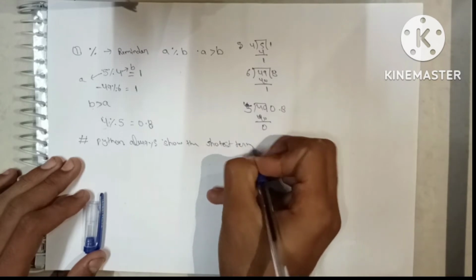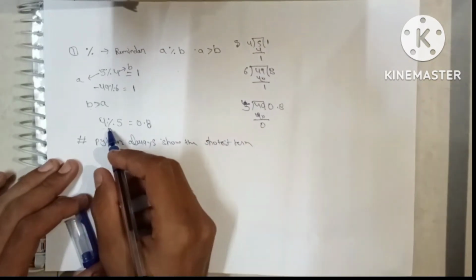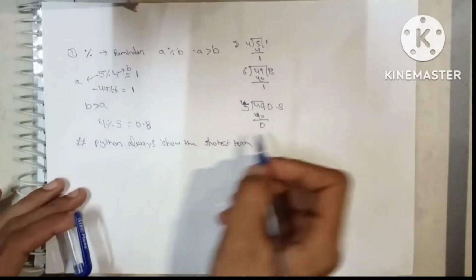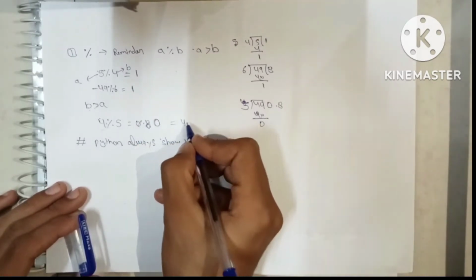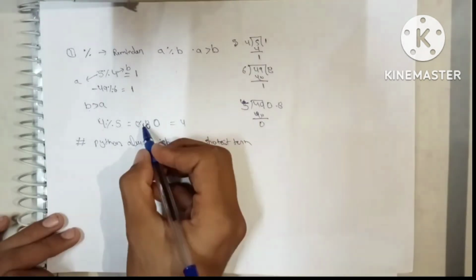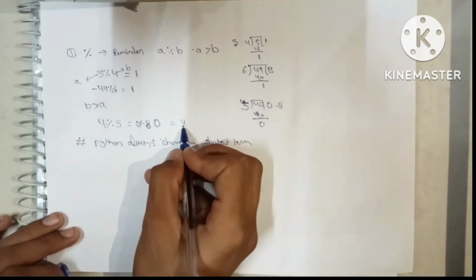Shortest term. Let's take another example. This is simply divided. I know that you say that the remainder is 0, so the answer is 0, but no, Python will show 4 in case of this. Okay, remainder is 0, but Python will show 4 in case of this.